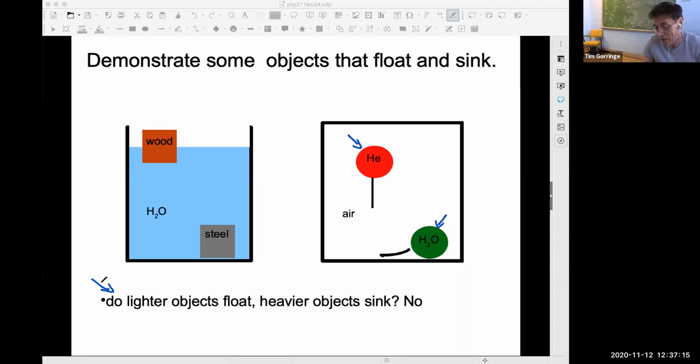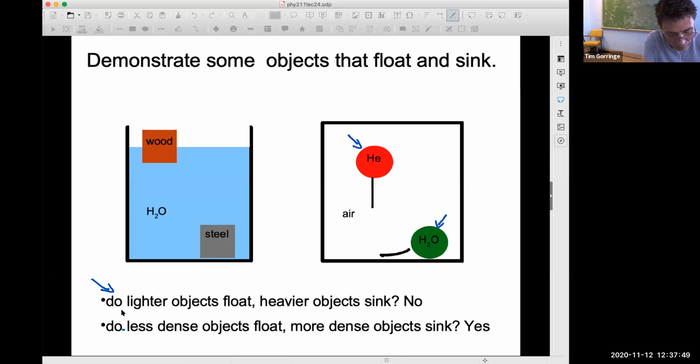We could get a light piece of steel and a heavy piece of wood and we'd still find that the heavy wood would float and the light steel would sink. We could get a huge heavy helium balloon and a small light water balloon. And we still find that the heavy helium balloon would float and the small water balloon would sink. The key thing is not the weight or the mass, not the fact that one's light and one's heavy, but the density.